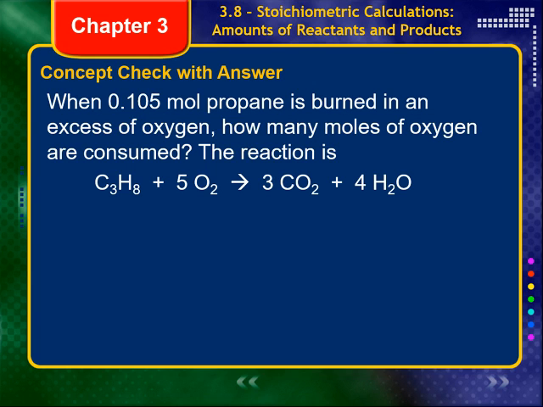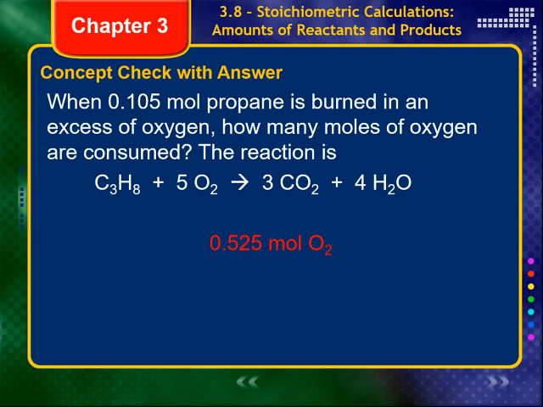When 0.105 moles of propane is burned in excess oxygen, how many moles of oxygen are consumed? So here's your balanced chemical equation. You don't even have to balance it. I did that for you because I'm so nice. What I'd like you to do here is use that mole ratio to convert from these moles of propane into moles of oxygen using the stoichiometric coefficients from this equation. Go ahead and press pause so you can try this on your own, because here comes the answer.